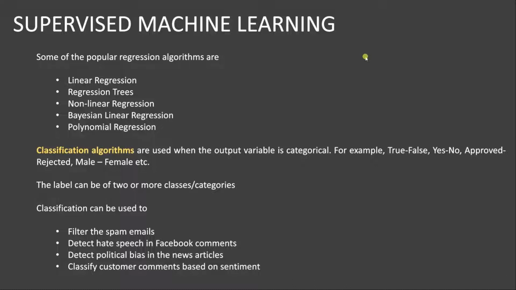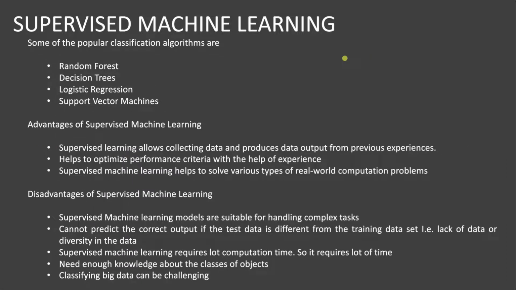Classification can be used to filter spam emails, detect hate speech in Facebook comments, detect political bias in news articles, and classify customer comments based on sentiment. Random forest, decision trees, logistic regression, and support vector machines are some of the popular classification algorithms.